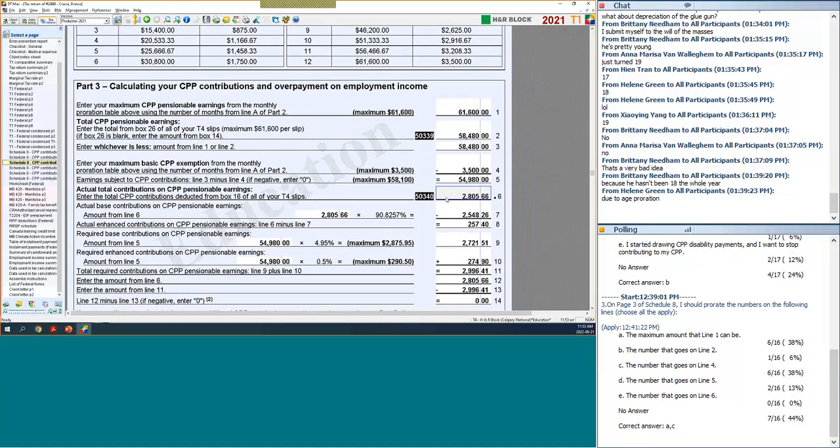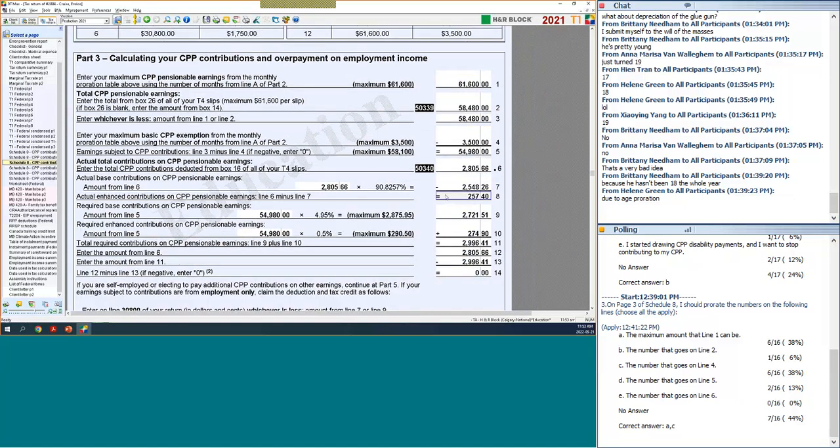Then we want his actual total contributions. What did he put in? That's his box 16s all added together. We're going to separate out those payments into the base amount, which is our credit, and the enhanced amount, which is our deduction. This is the actual. This is what he was entitled to. So in this case, did he have an overpayment or an underpayment?